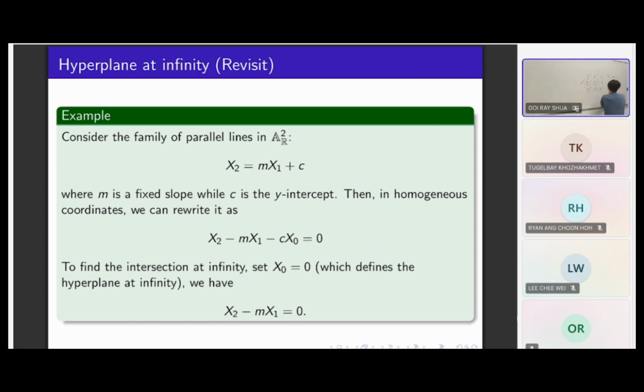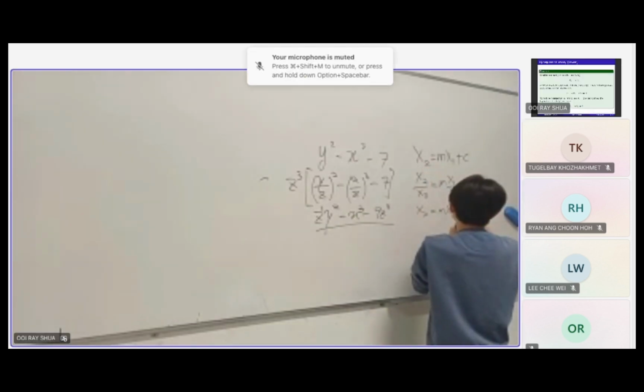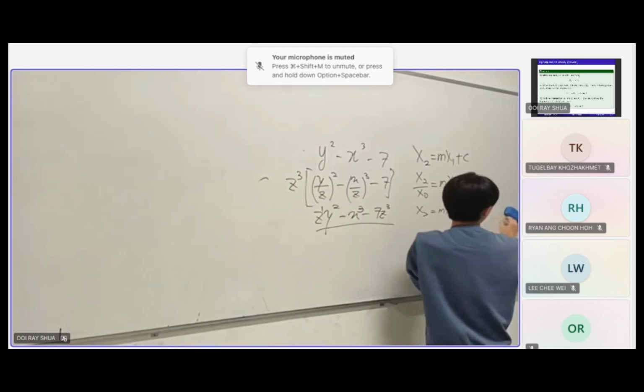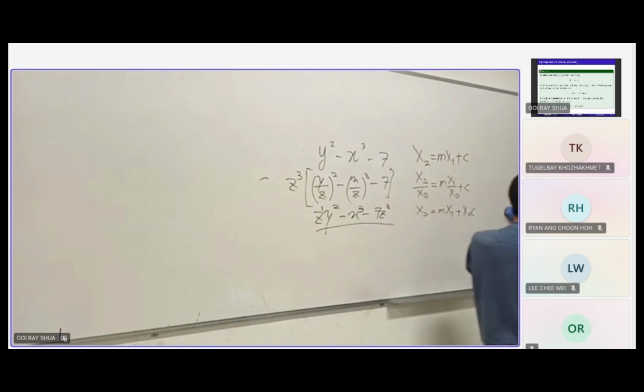Times everything. You move everything there and you get the thing.